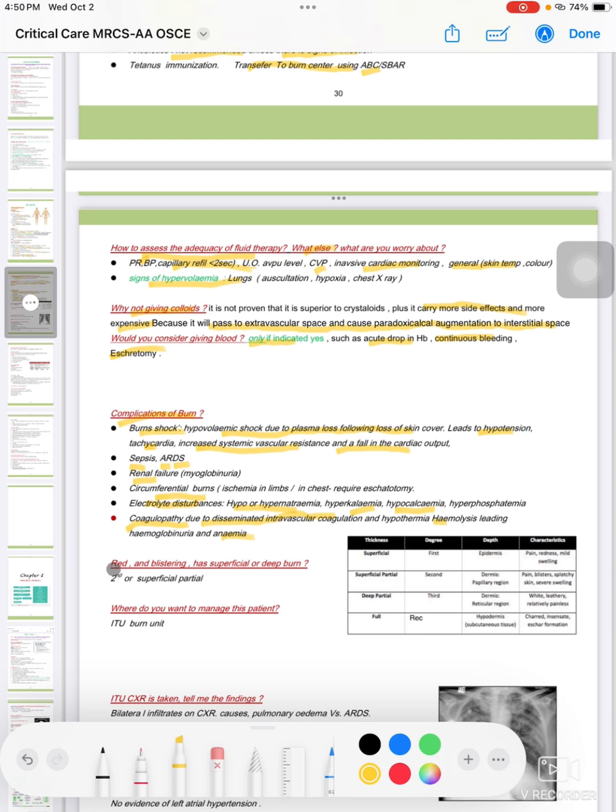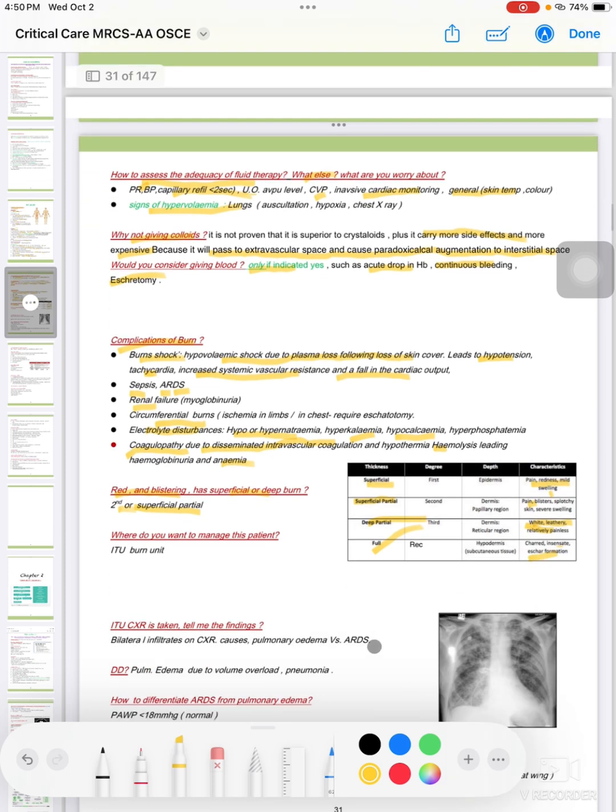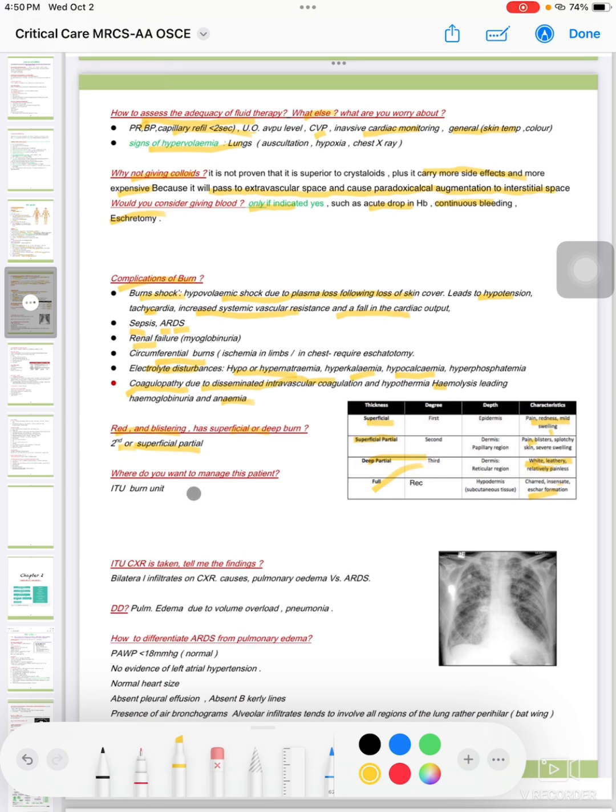The next question: red and blistering, is it a superficial or deep burn? That's a second-degree, or superficial partial burn. If you follow this chart, you'll find that in case of superficial burn, there is pain, redness, and mild swelling. In case of superficial partial, there are blisters and pain, and in case of deep partial, you'll find white, leathery, a little bit painless skin, and in case of full thickness, there is insensation and scar formation.